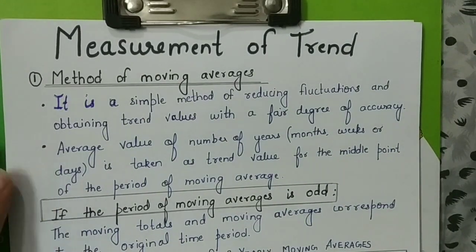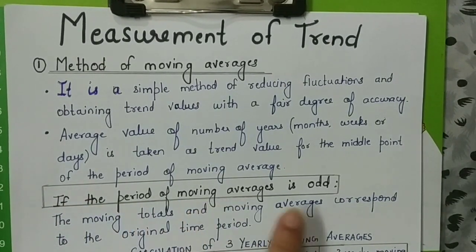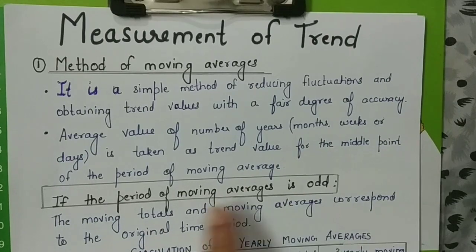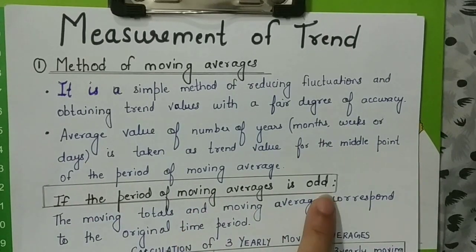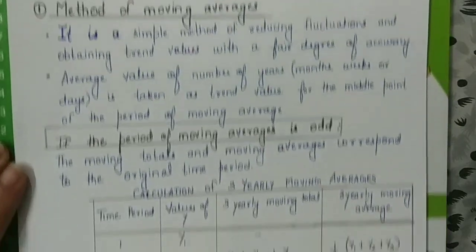So there are basically two situations. You can either be calculating the moving averages for an odd time period, or you can be calculating the moving averages for an even time period. First I am explaining how to calculate the moving averages when the time period is odd, maybe 3 years, maybe 5 years. How do you need to do that?